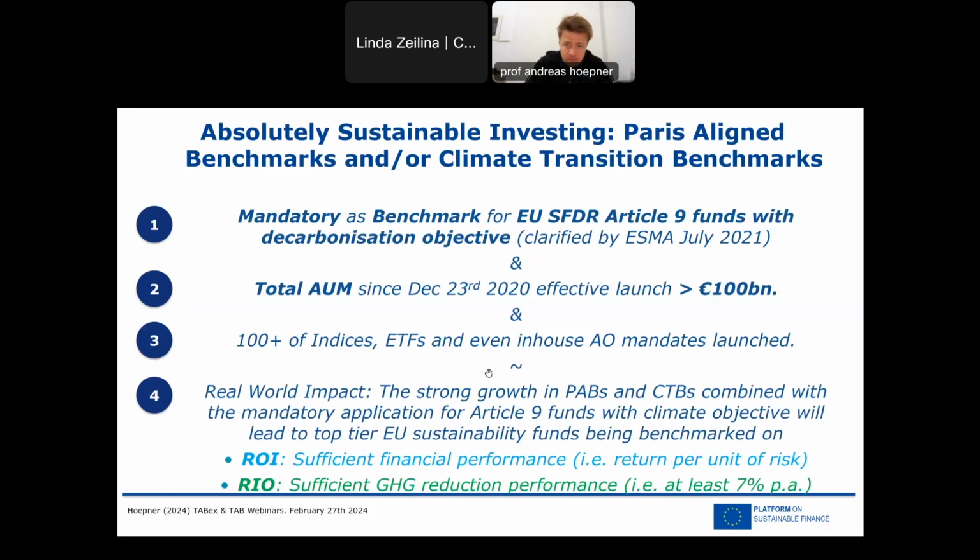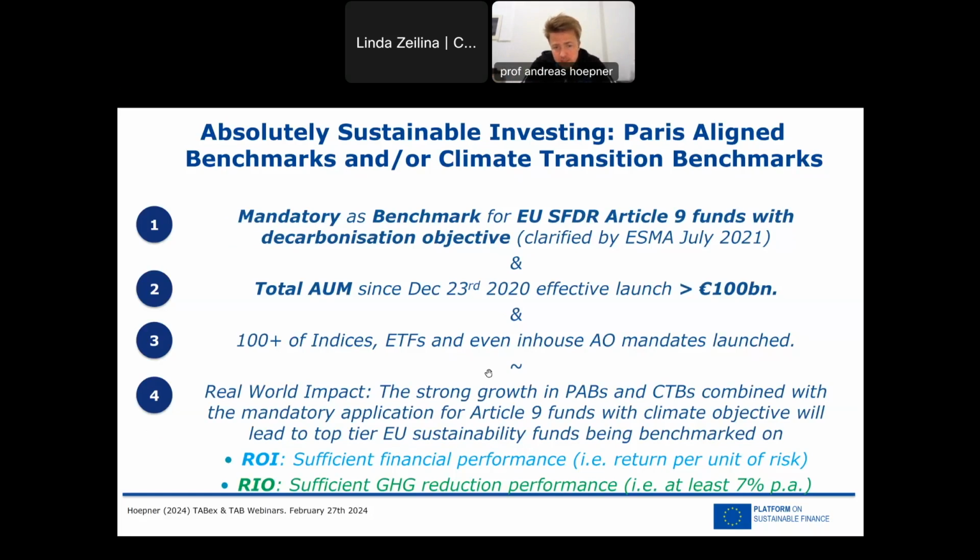Furthermore, we are very encouraged, in fact, by the success of Paris-aligned benchmarks. EU ISFC Article 9.3 is specifically written for Paris-aligned benchmarks. The AUM by last summer was over 100 billion. Now it's over 150 billion already. We have 100 plus indices, ETFs, in-house mandates, and so forth. And so it's very encouraging to see that overall conceptual success.